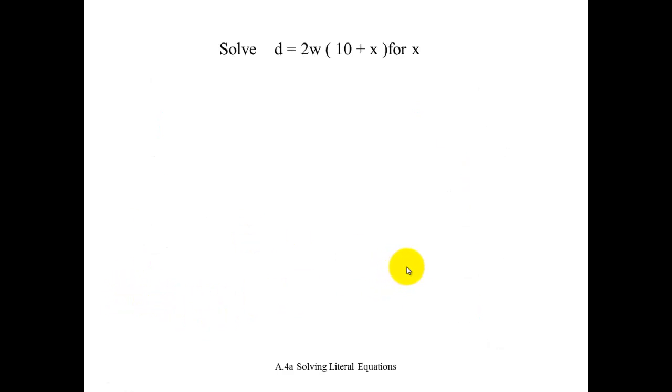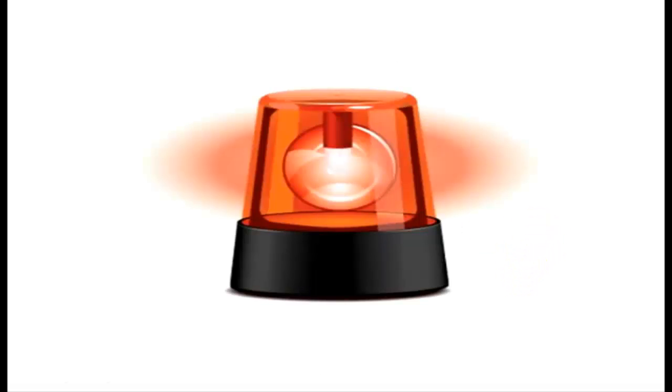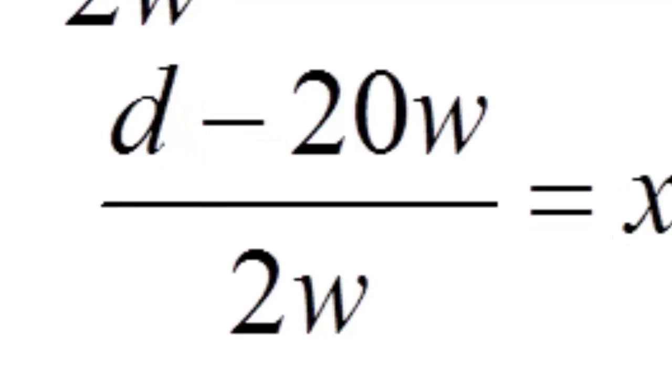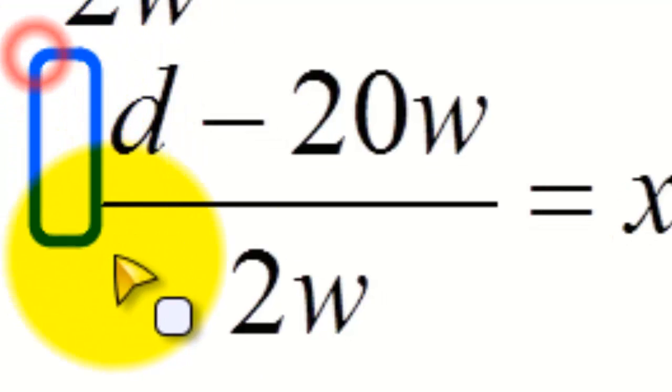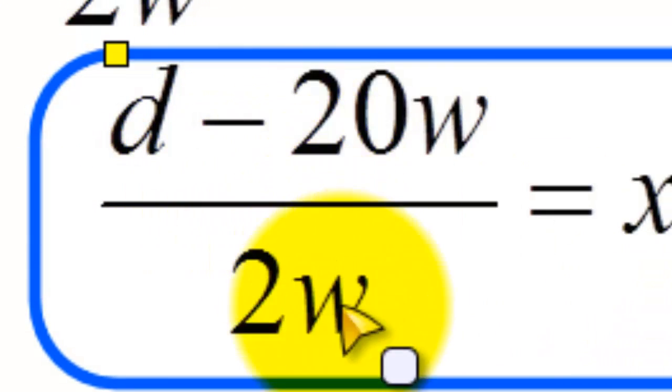For this next question, I need you to pause the video and solve for x. So the answer that you're going to get will be d minus 20w divided by 2w.